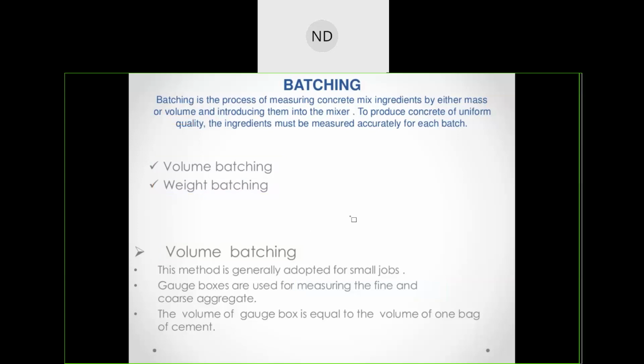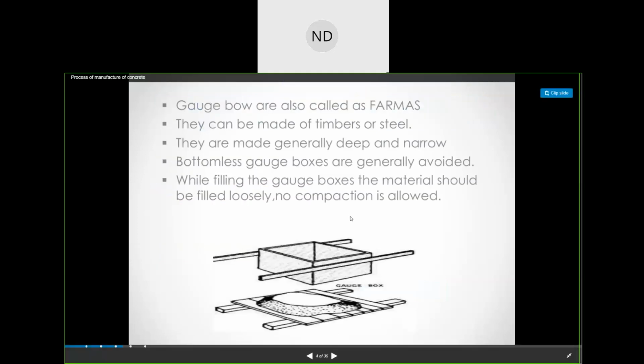So your gauge box is nothing but this one. This is your gauge box. This is not a bow, this is a box. Gauge boxes are also called farmers. They can be made of timber or steel. They are generally made deep and narrow. Bottomless gauge boxes are generally avoided. Obviously, generally they are avoided. Why?